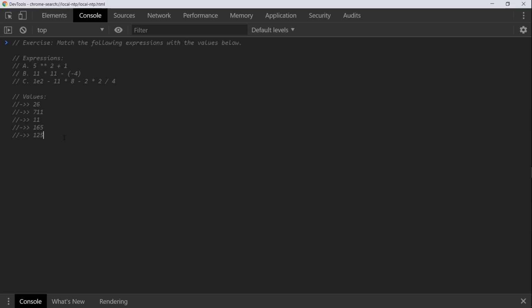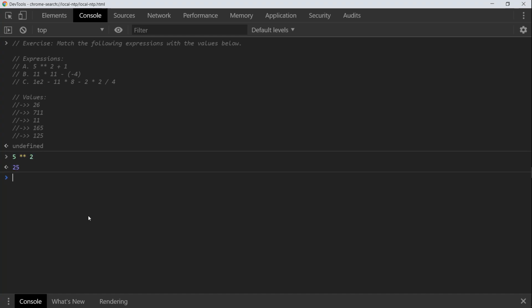Moving on to an exercise. In this exercise, you will use everything that you have learned, or at least most of these concepts with numbers. It's very simple. You have 3 expressions and you have 5 values. And you need to match the 3 expressions with 3 out of the 5 values. So you can verify that your solution is correct if you found the correct value. Let's see the first one.